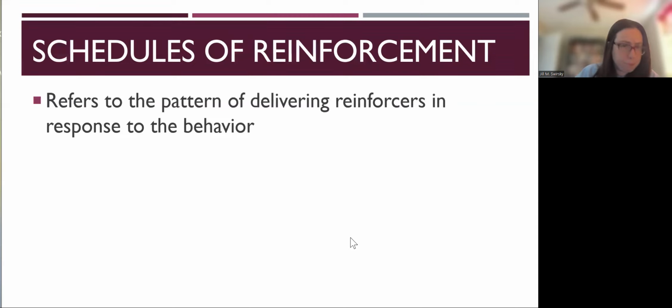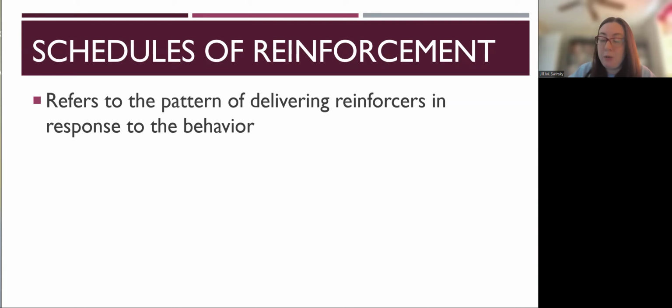Now, that's the most common form, but there's actually a variety of different patterns or schedules on which we can provide reinforcement. And so the question becomes, how often does a behavior need to receive reinforcement in order to maintain the contingency? Talking about the frequency and the pattern with which the behavior is met with reinforcement.